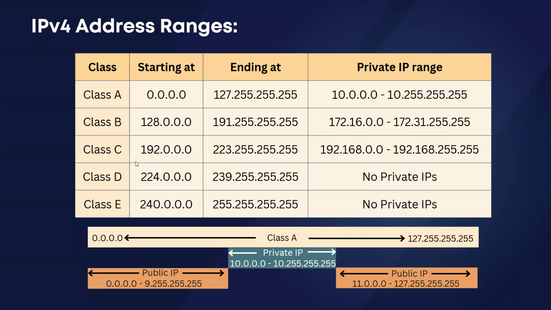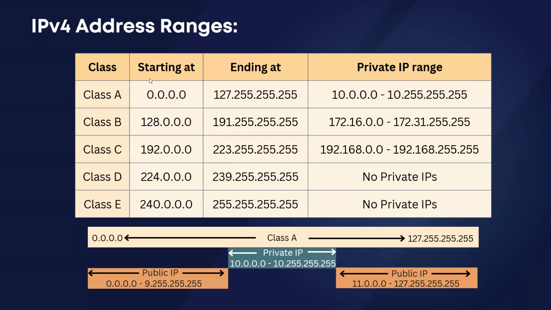Similarly in Class C, between 192 and 223, there's a small range, 192.168.0.0 to 192.168.255.255. Any IP within that range is a private IP. Any IP outside that range is a public IP. Class D and Class E do not have any private IPs in them. All of them are public IPs.